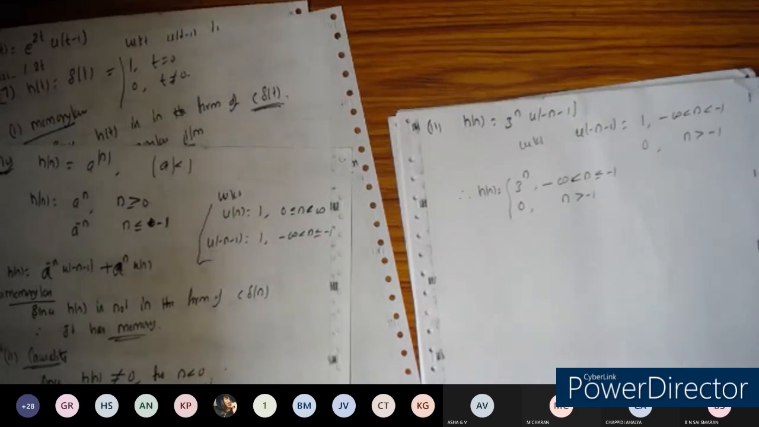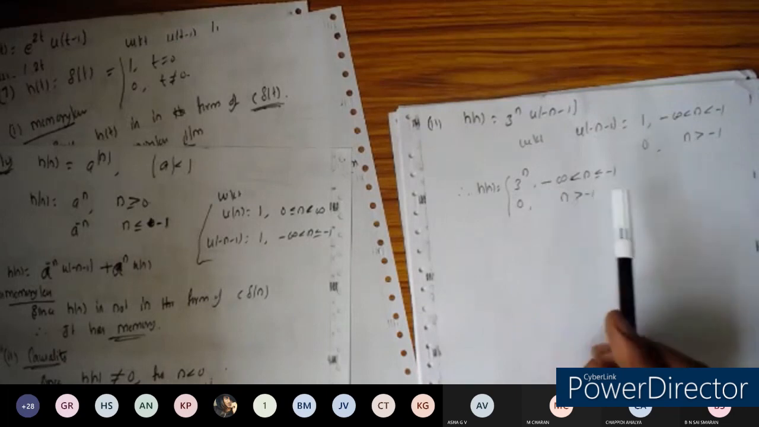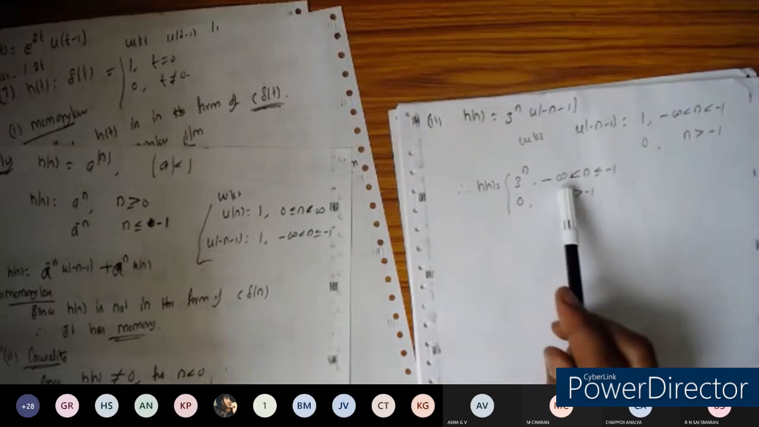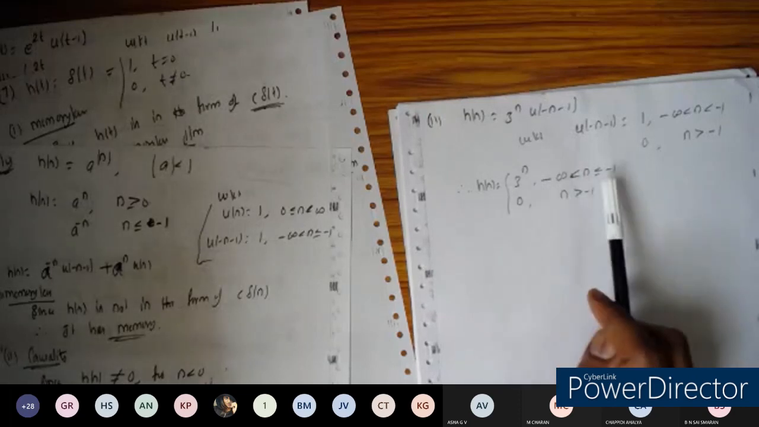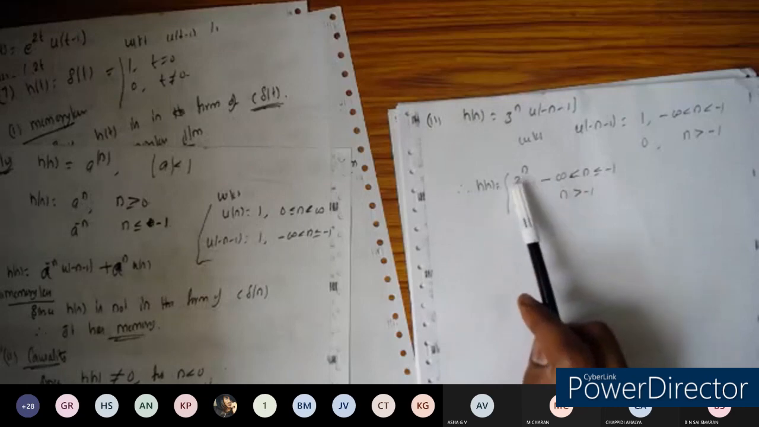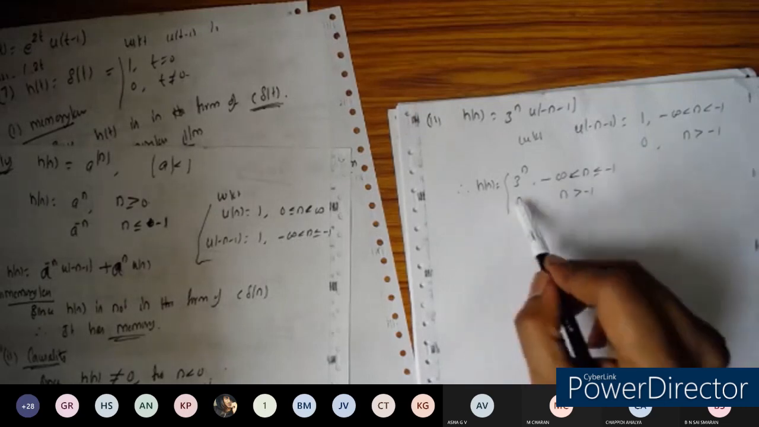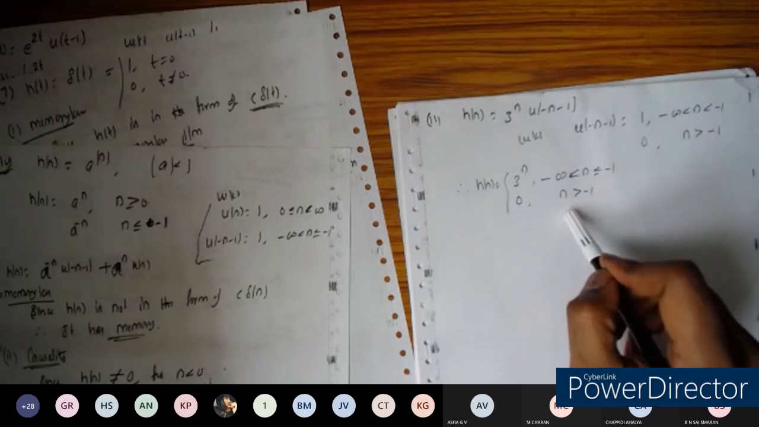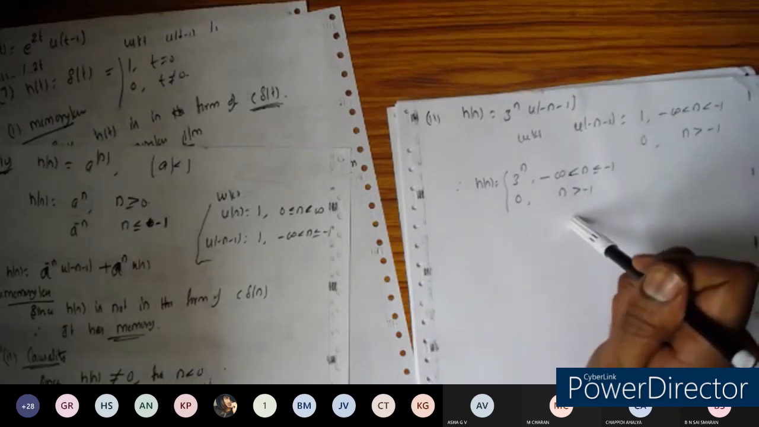The properties: memory. It has memory because it is not in the form of c into delta of n. Causality: it is non-causal, because it is defined for n less than infinity. And 3 to the power of n, so it is a stable system. Why? Because even when n takes negative values, this becomes exponentially decaying. So it is a stable system. You can do this as homework. It has memory, it is non-causal and it is stable.